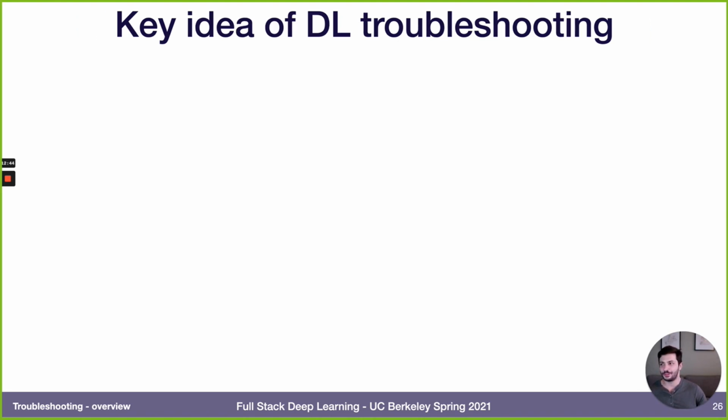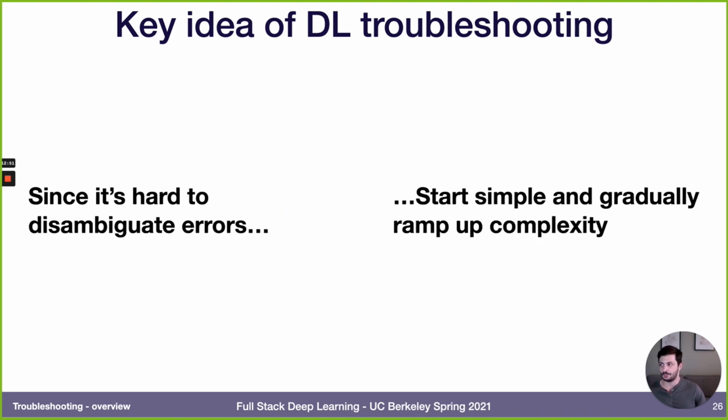Okay, so the key idea that I advocate for in troubleshooting models is, since it can be really hard to disambiguate the cause of this degradation in performance, the strategy that we're going to take is to start with something as simple as possible, and then gradually ramp up the complexity so that at each step along the way, we're only increasing the complexity by a little bit. So if performance doesn't behave the way that we expect, then we can isolate that small change that we made as the cause of the degradation or the unusual performance that we weren't expecting. And we can start our debugging there.